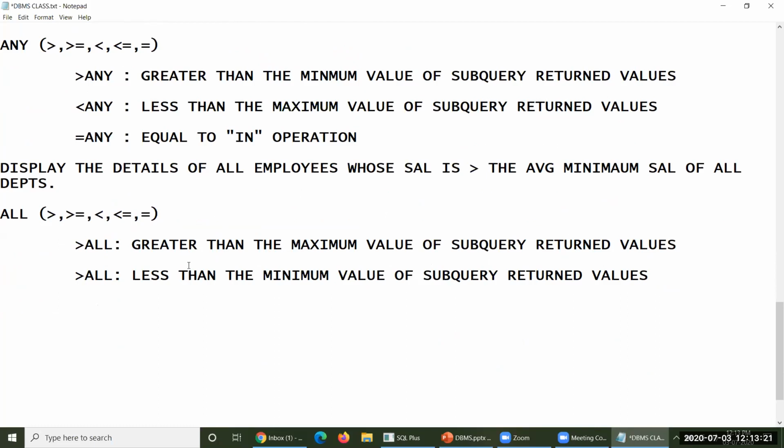Let us consider greater than ALL first: identify the maximum value, and it means greater than the maximum value of the subquery's return values. The subquery could return some number of values, and out of those, one particular value will be the maximum. So greater than ALL always takes the maximum, and rows greater than that maximum value are displayed. Conversely, less than ALL means less than the minimum value of the subquery. The subquery could return a set of values, and out of those we have a minimum value. So whatever rows are less than that minimum value will be displayed.